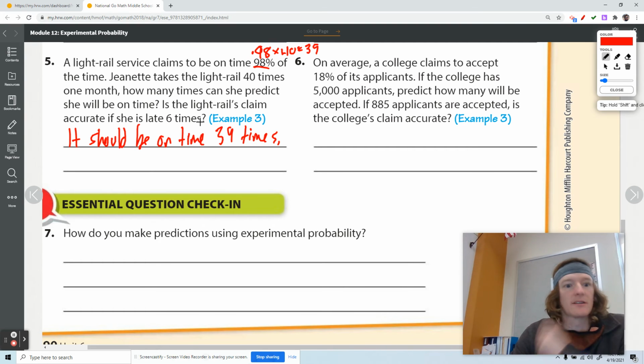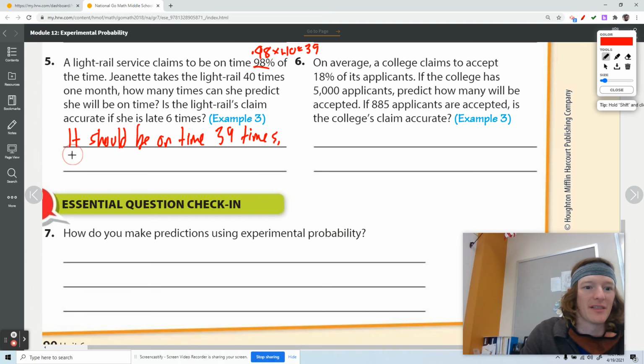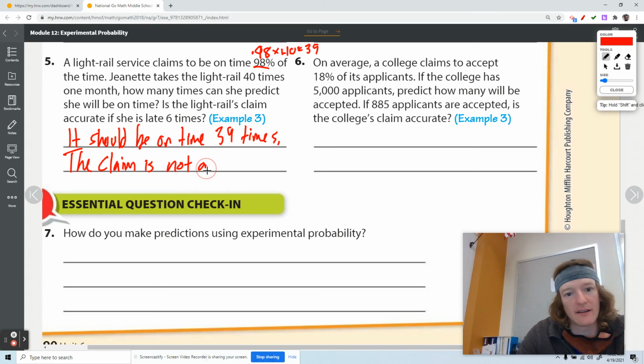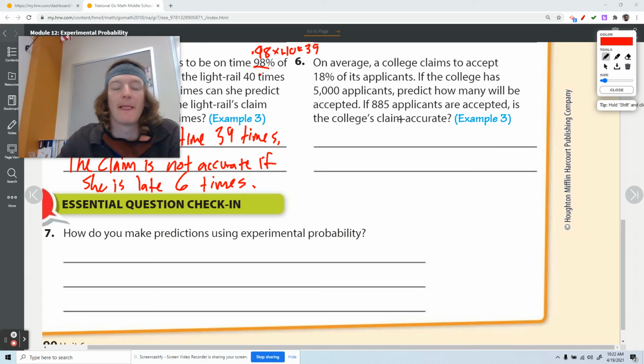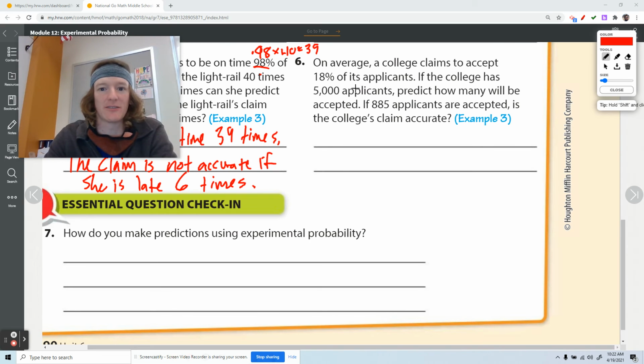Is the light rail's claim accurate if she is late 6 times? It should only be late 1 time, so the claim is not accurate if she is late 6 times. Yeah, it's not really going to work. She should be late 1 time if they say 98% of the time. So they're wrong. They're kind of lying. False advertisement. Get a refund.